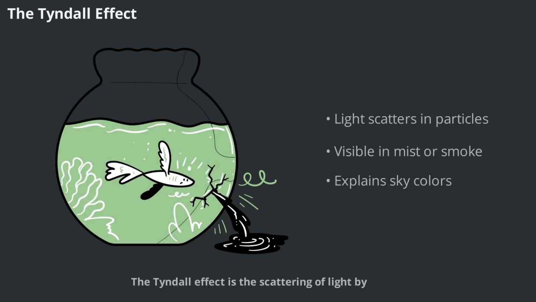The Tyndall effect is the scattering of light by particles in a colloid or in very fine suspensions. It can be observed when sunlight passes through mist or smoke, making the path of the beam visible. This effect is responsible for the blue color of the sky and the reddish appearance of the sun at sunrise and sunset. The Tyndall effect is a beautiful demonstration of how tiny particles can influence the colors we see in our environment.